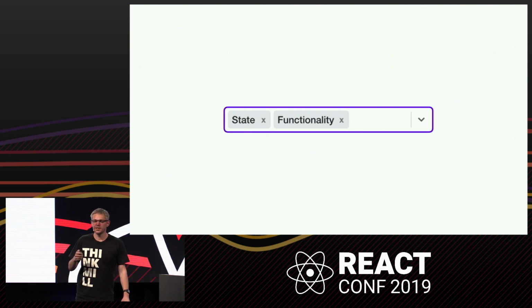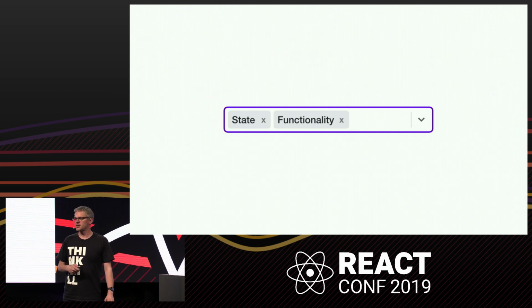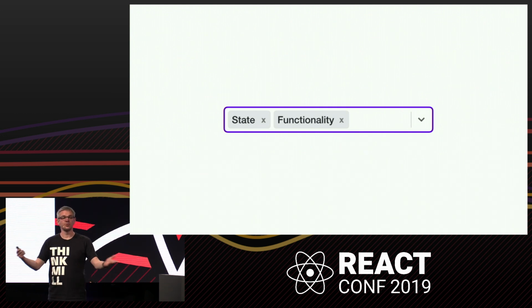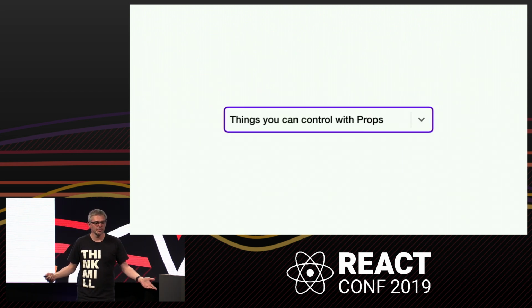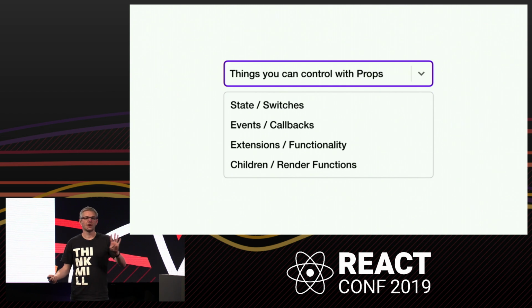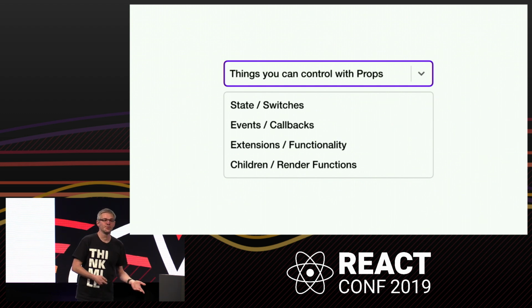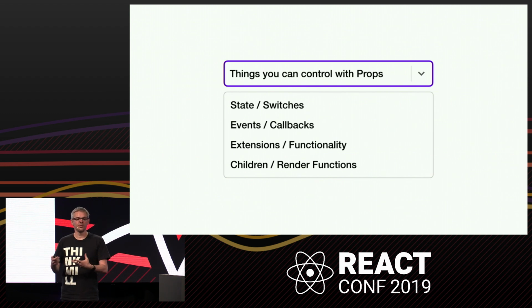What we can do is we can break these down into smaller independent parts and use this props API to allow them to be controlled by other components. Let's have a look at things you can do with props. Fundamentally, I think there are kind of 4 major categories. There are state or switches. There are events or callbacks that get fired by the component when that state should be updated. You can do extensions or functionality by passing functions into props, and of course there are children or render functions.